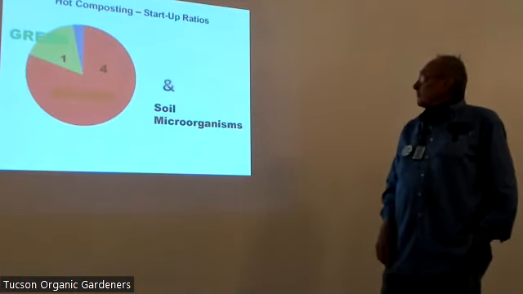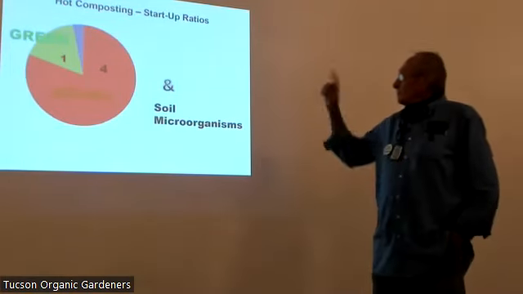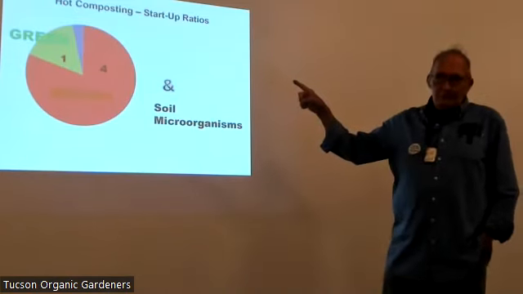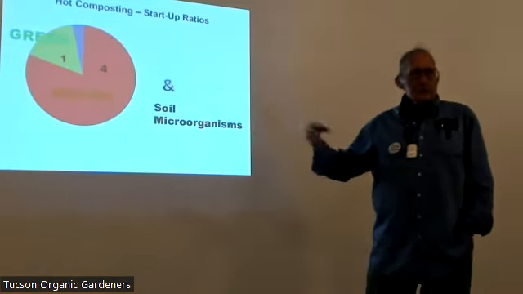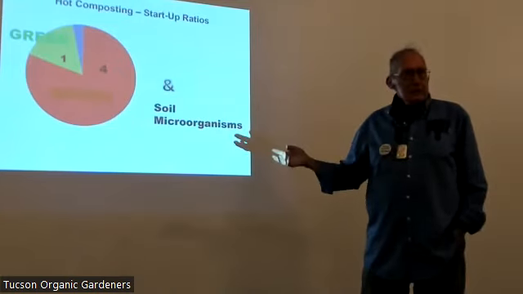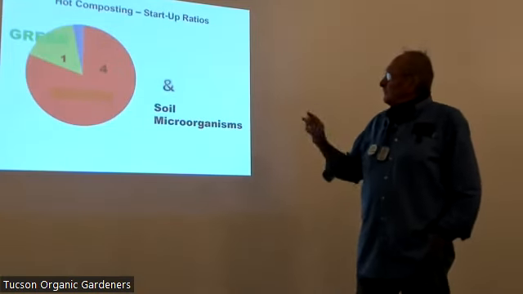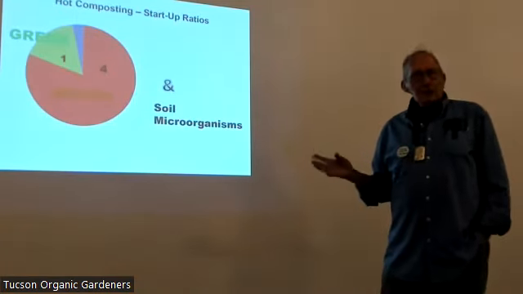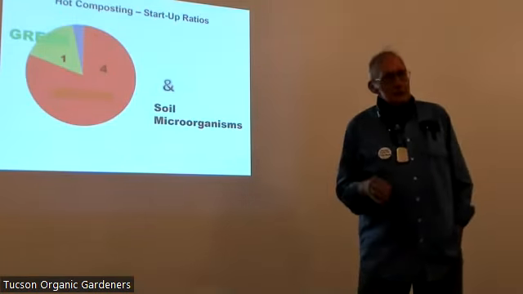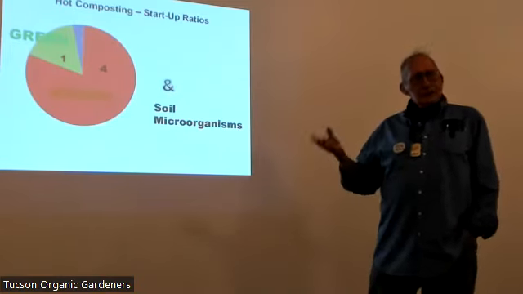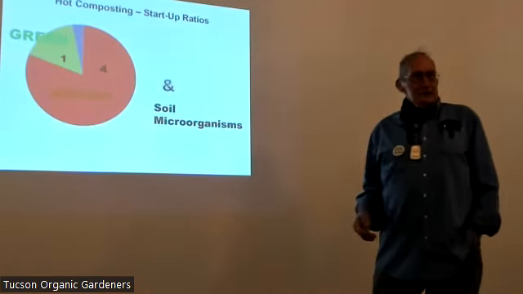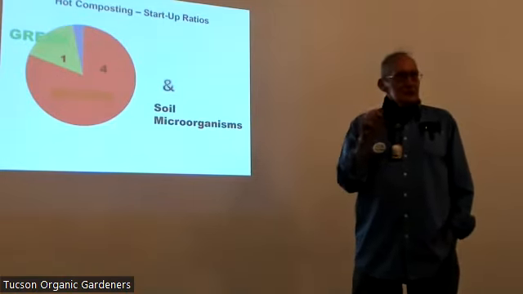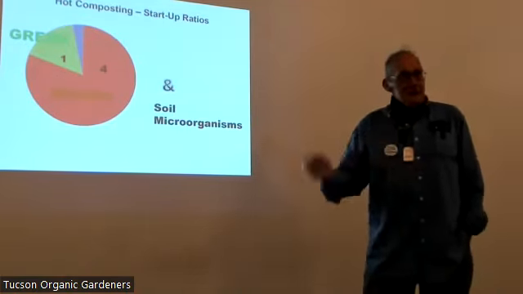So here's the startup ratio for your home composting. About 1 part of green stuff, fresh leafy greens, vegetables, that kind of thing, just barely dead, and 4 parts of brown stuff. And around here we're deficient in brown stuff, unless you've got a tree that's prolifically dropping leaves. Palo verde and mesquite leaves are tiny. It takes a lot to make a pot.